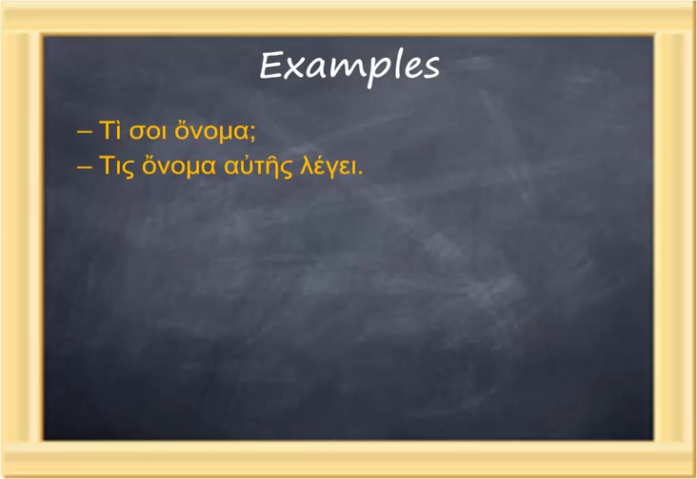In the second example, notice the tis has no accent. It's not the interrogative pronoun. The other hint is there's no question mark at the end of the sentence. It's the indefinite pronoun. Someone is speaking her name. That's the way the second sentence translates. So again, the presence or absence of an accent on the first syllable is critical with tis, ti.